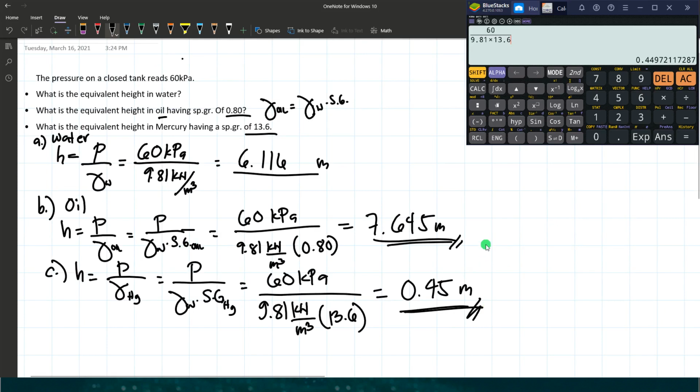So given a pressure of 60 kilopascal, these are the equivalent pressure heads for water, oil, and mercury.